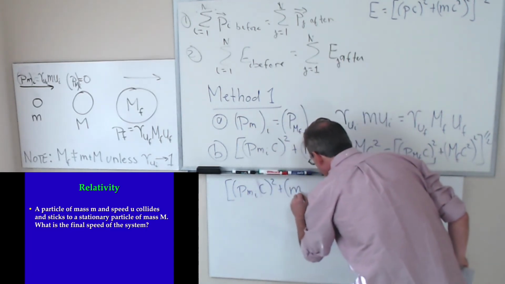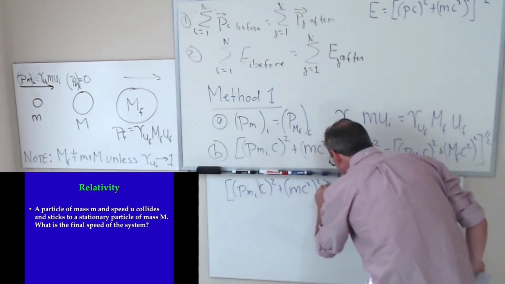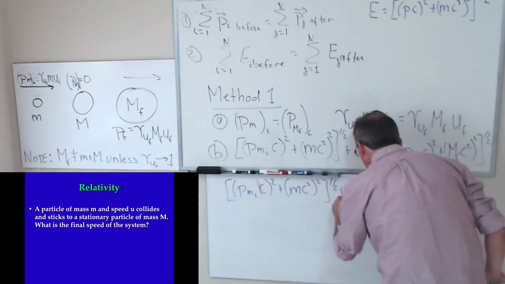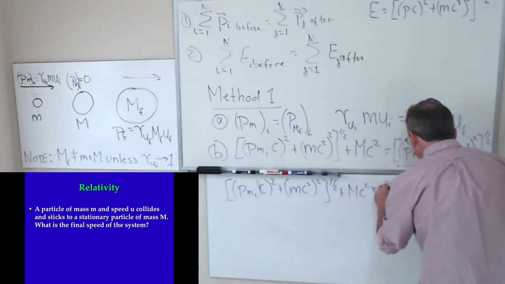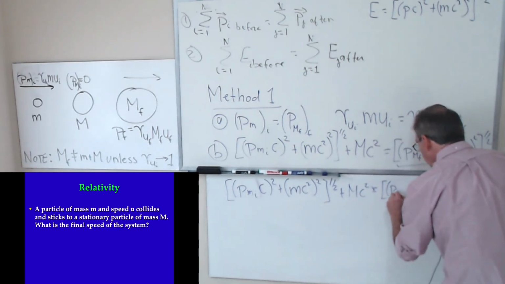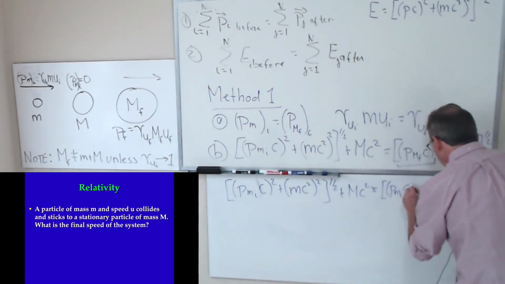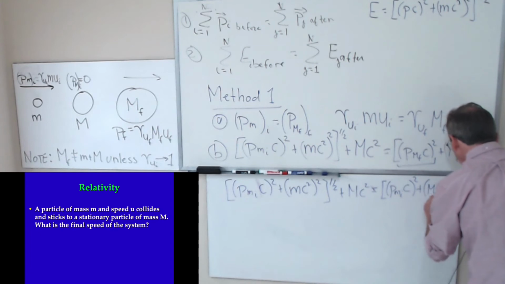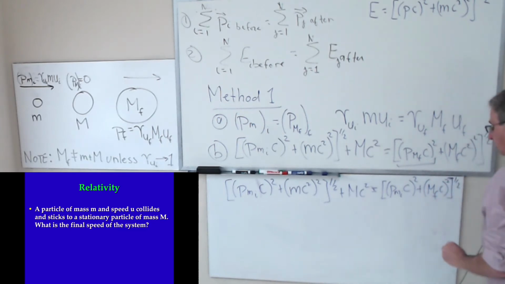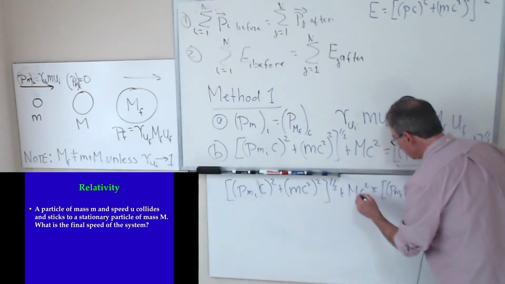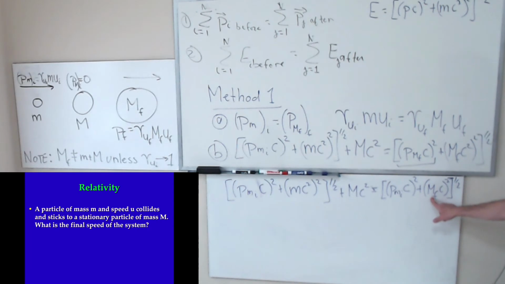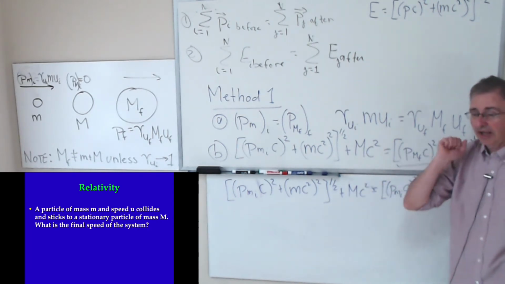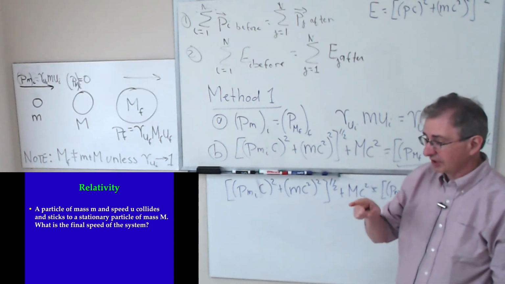So just give me a moment to write this out. I know it looks a little nasty. So this equation, which is rather long, has just one unknown in it, the final mass of the system. So conceivably, I can solve for the final mass of the system.